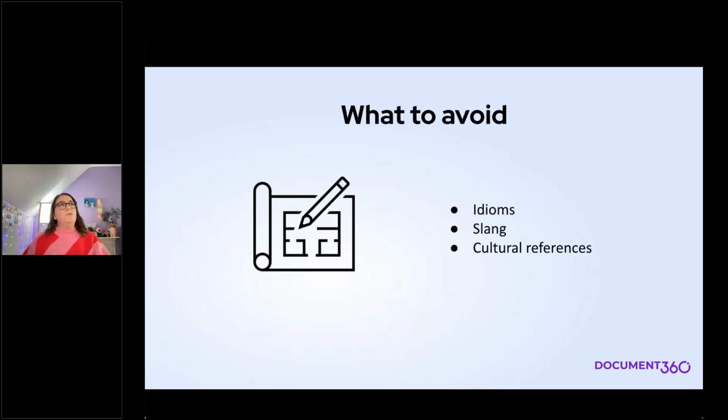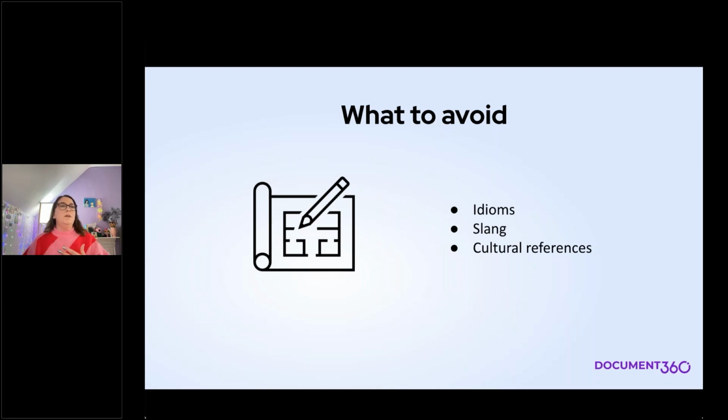And then next, let's move on to things to avoid. So I've grouped here things to avoid being idioms, slang, and cultural references. So for us at Zapier, we have users that come from multiple different countries and cultural backgrounds, and English may not always be their first language. So let's talk a bit about idioms. So again, why we should be avoiding them.